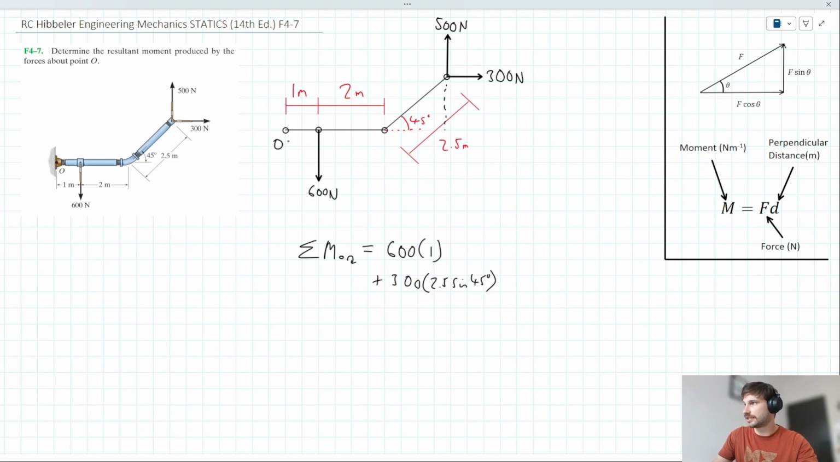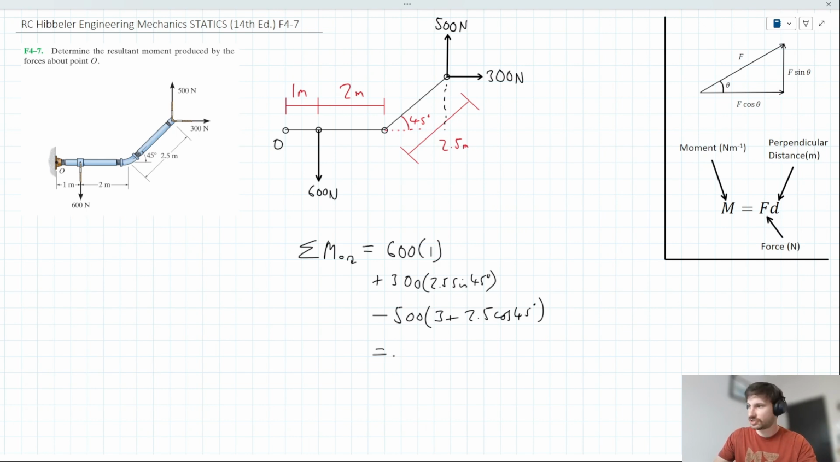Okay, and now let's consider anti-clockwise moments. Well, we've only got this force here. First of all, let's say this is a negative moment, since it's acting in the anti-clockwise direction. We can say minus 500 times the perpendicular distance, which is going to be 3 plus the horizontal component of this length here. So we can say 3 plus 2.5 cos 45.